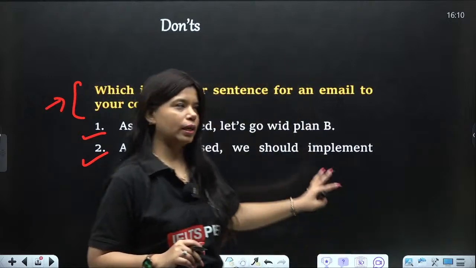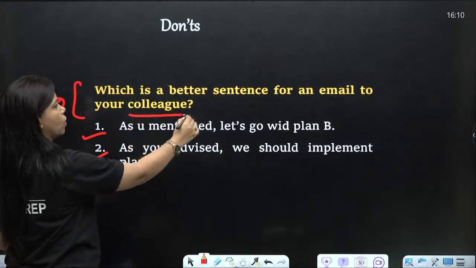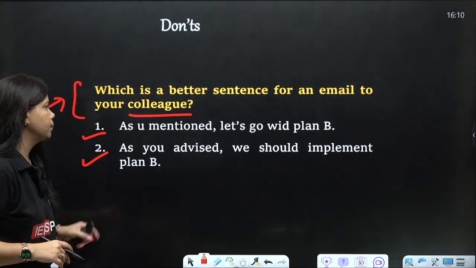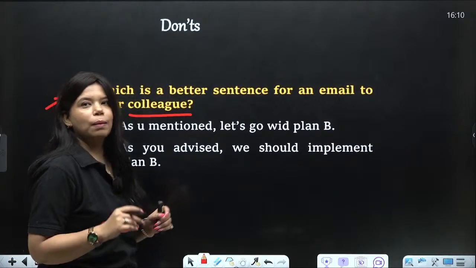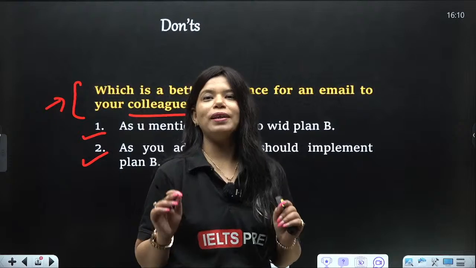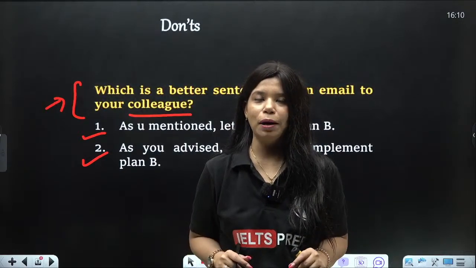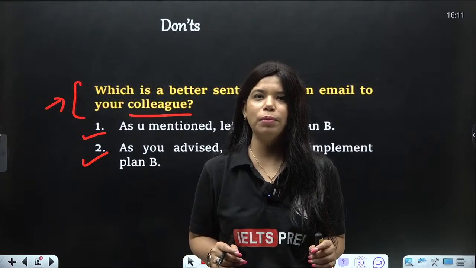Coming back to the question, if you are writing an email to your colleague, meaning people who work with you, what kind of language would you use? Number 1 says, as you mentioned, let's go with plan B. Number 2 says, as you advised, we should implement plan B. आपको सिर्फ number 1 या number 2 type करना है. I am not asking you to type the complete sentence in the chat box, in the comments, of course. So just tell me number 1 or number 2.